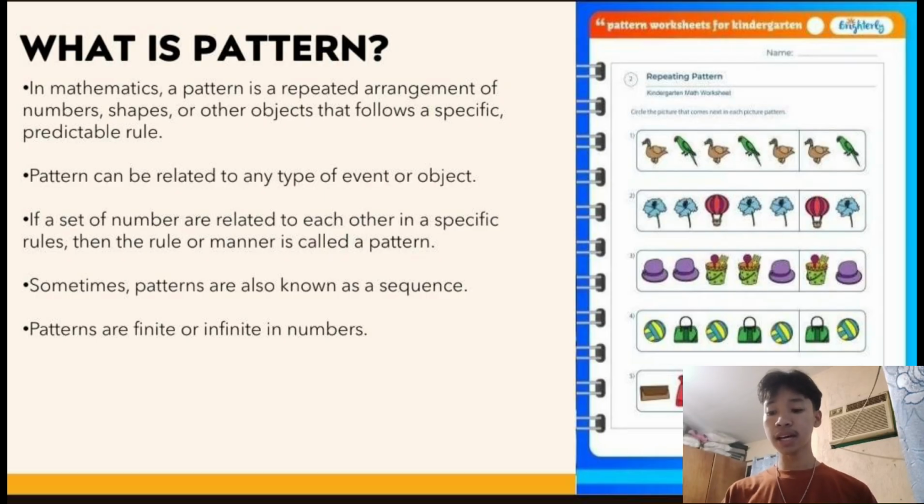In mathematics, a pattern is a repeated arrangement of numbers, shapes, or other objects that follow a specific or predictable rule. Patterns can be related to any events or objects like chairs, phones, laptops, and even our aircon. Sometimes patterns are also known as sequences. Patterns are finite or infinite numbers.